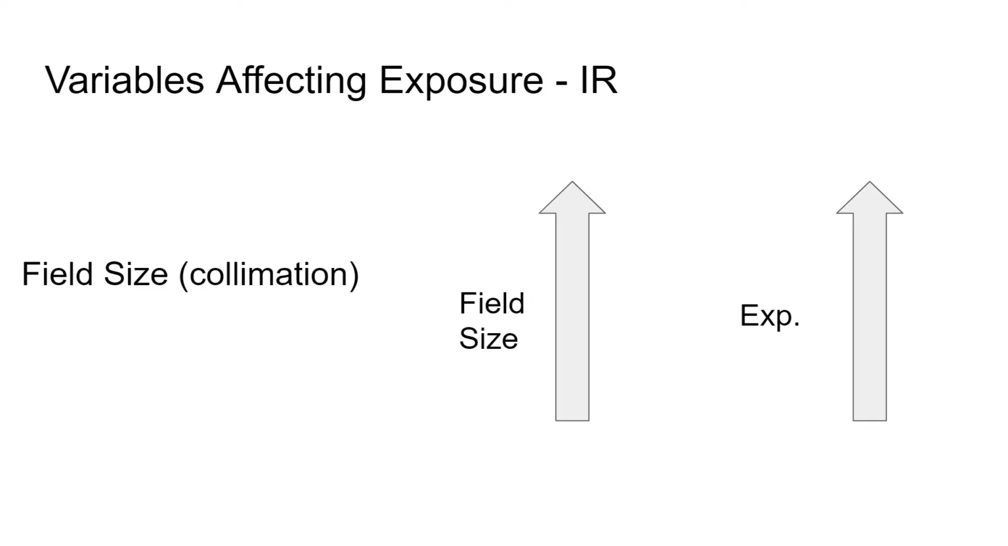Field size, basically collimation. So when we collimate less, which means the field size increases, then we have more scatter. Some of that scatter never makes it to the image receptor, but some of it does. Whatever it does will increase the overall exposure to the image receptor.